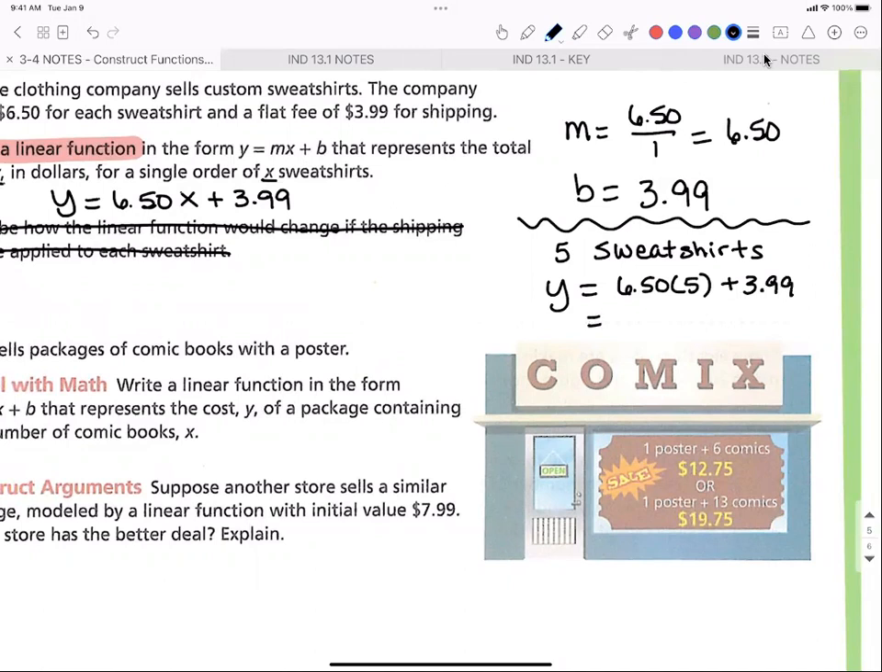So what do we get as a total? Isaiah? Okay, for those of you that raised your hand, do you agree? Is it $36.49? Yeah, in your calculator, take $6.50 times 5 and then add that shipping fee. And you're going to get that your total amount, or your Y, which is your total amount spent, is $36.49. Okay.